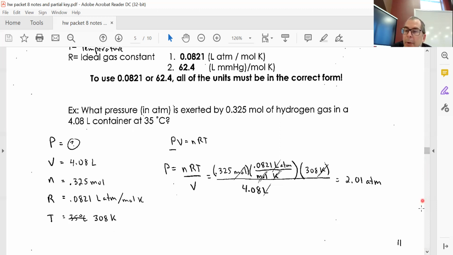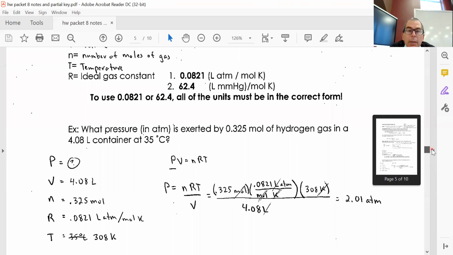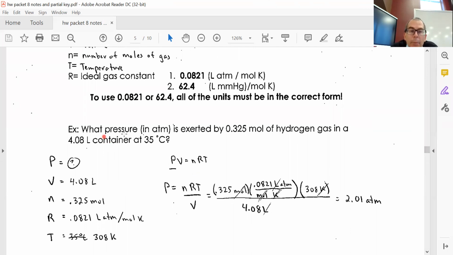Okay, let's go to the example on the bottom of page 11. It says, what pressure in atmospheres is exerted by 0.0325 moles of hydrogen gas in a 4.0 liter container at 35 degrees Celsius? So as I get used to working with this, I just pull all these terms out to the side, and I'm trying to find the pressure. Okay, and it says in atmospheres, so I'm going to put a question mark there. Let's see, volume is 4.08 liters. The moles of gas is 0.325.